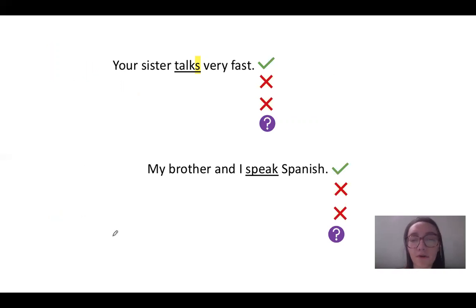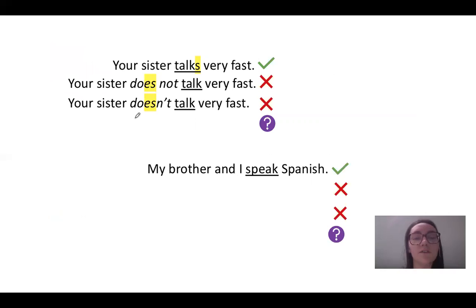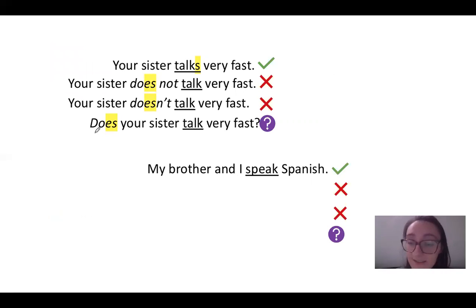So now we want to turn it into questions. Your sister talks very fast. Your sister does not talk very fast. So we turned it into a negative, right? Your sister does not talk very fast, or saying your sister doesn't talk very fast. And to turn it into a question, does your sister talk very fast? Let me turn it into a question.